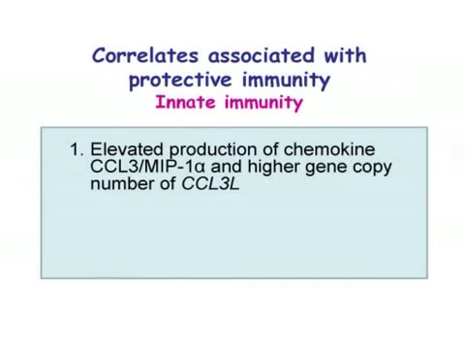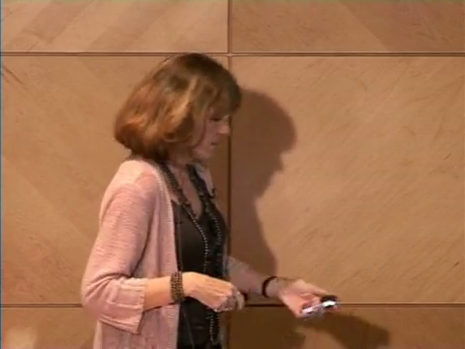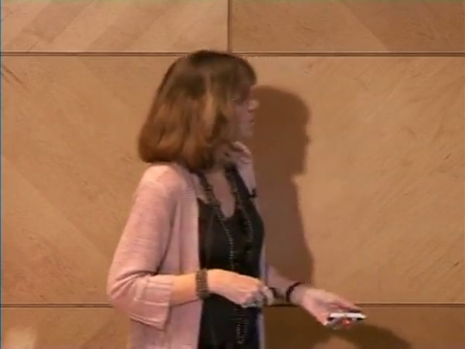So I'm going to talk about 2 correlates of protection that we've done quite a lot of work on, and they're both part of the innate immune response. The first is elevated production of a chemokine, which is known as CCL3 or MIP1 alpha, and also a relationship with higher gene copy number of the gene that codes for that. And the other is unusual natural killer cell responses to HIV peptides. These were responses that were discovered when our intention was to really look at adaptive immune responses. And this was a surprise finding, and I'll tell you about that.